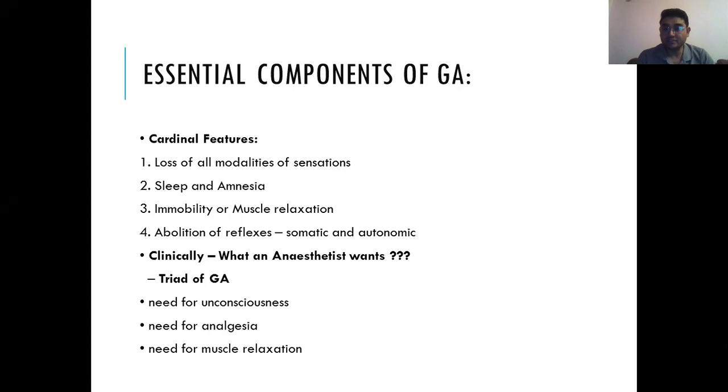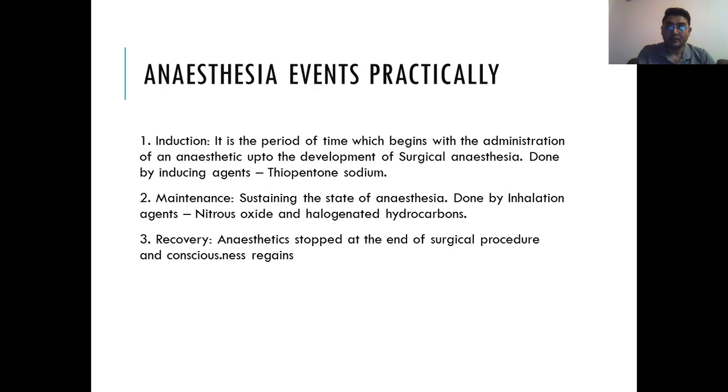And the triad of general anesthesia should be these three: unconsciousness, analgesia, and muscle relaxation. These are the triads of general anesthesia. If one of these things is not present, it is not general anesthesia. It cannot be general anesthesia. All of this should be reversible. It should not be irreversible, and it should be within the physiologic limit.